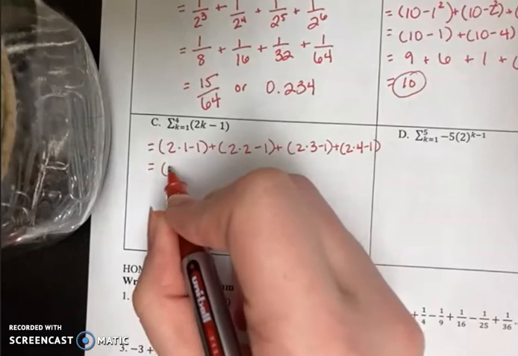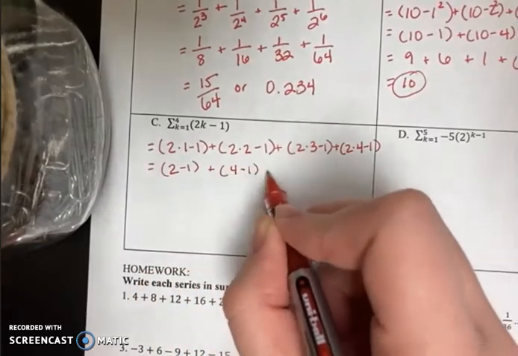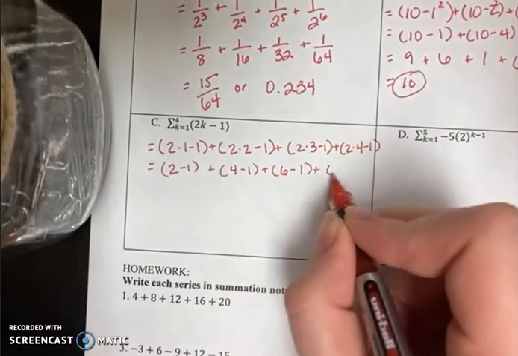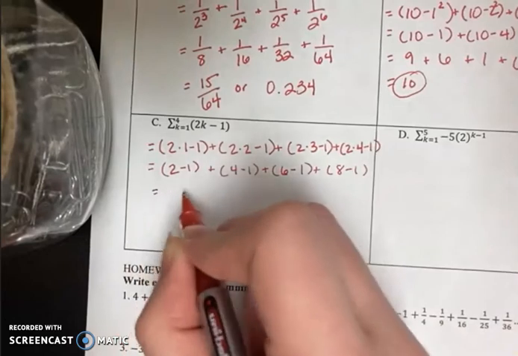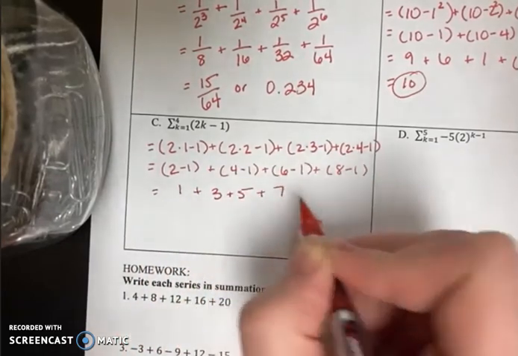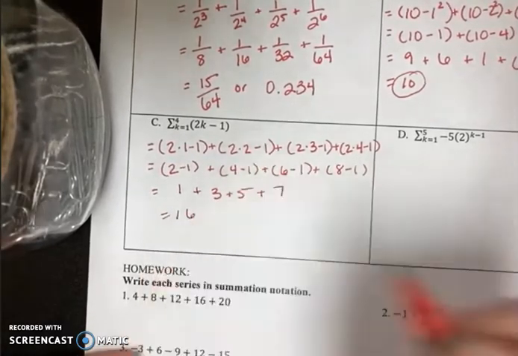So 2 times 1 is 2 minus 1. Plus 2 times 2 is 4 minus 1. 2 times 3 is 6 minus 1. Plus 2 times 4 is 8 minus 1. So really what we have here is 1 plus 3 plus 5 plus 7. And then you're going to add them all together. You'll end up with 16.